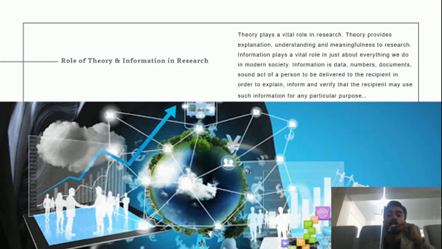This one is theory plays a vital role in research. Theory provides explanation, understanding and meaningfulness to research. Information plays a vital role in just about everything we do in modern society, like information, data, numbers, documents, sound, act of a person to be delivered to the recipient in order to explain, inform and verify that the recipient may use such information for any particular purpose.